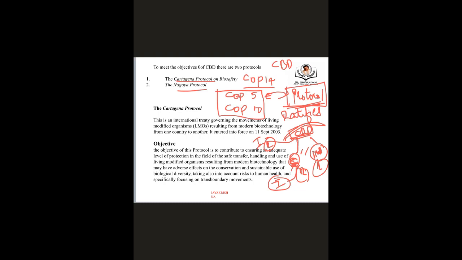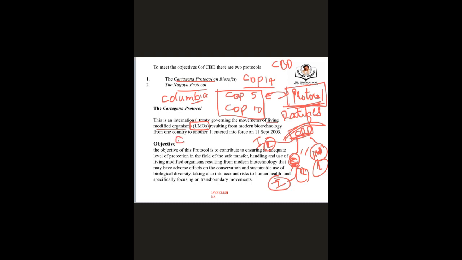The Cartagena Protocol. What is Cartagena? Cartagena is an important city in the country called Colombia, South America. The Cartagena Protocol, it is regarding the LMOs. Very, very important. What do you mean by LMOs? It is an international treaty governing the movements of living modified organisms. What do you mean by living modified organism?